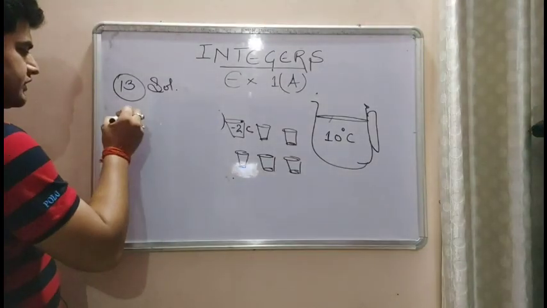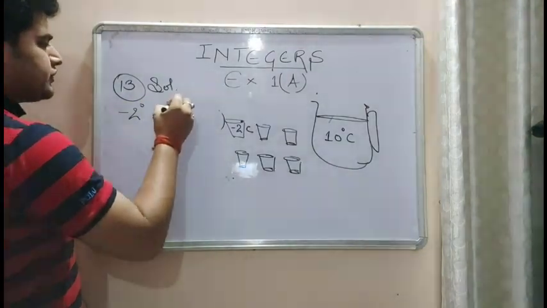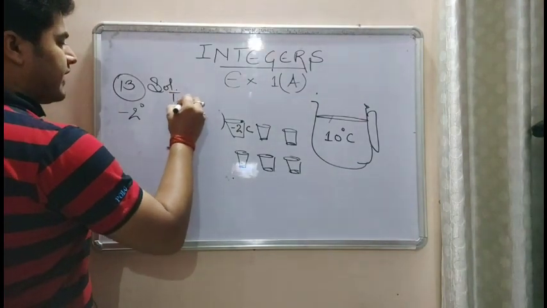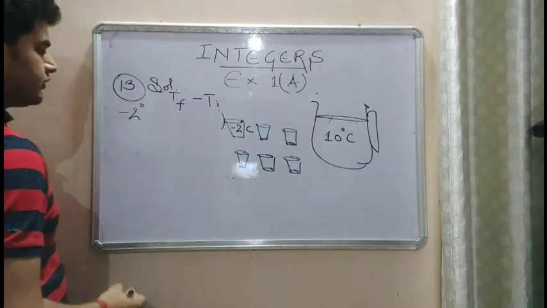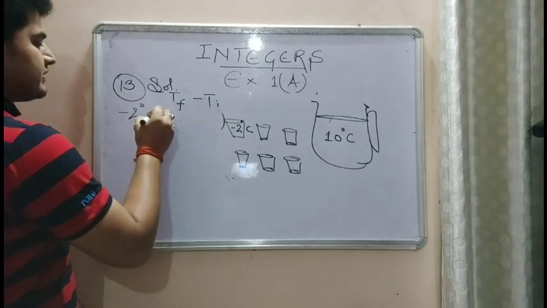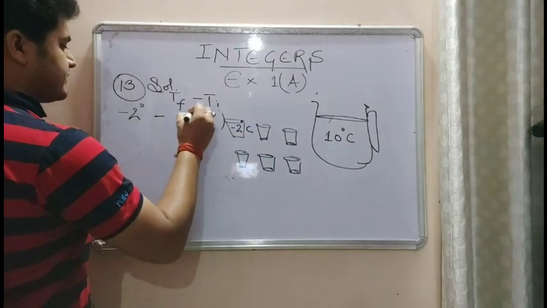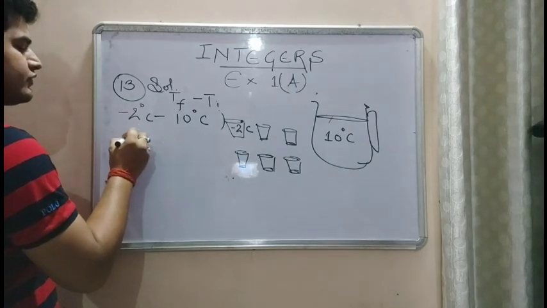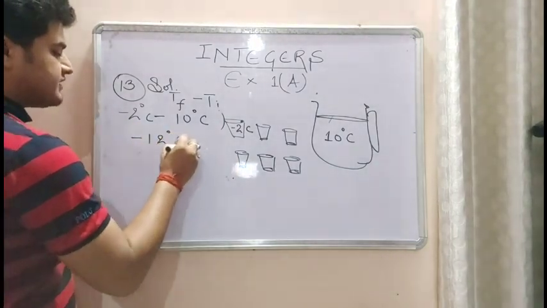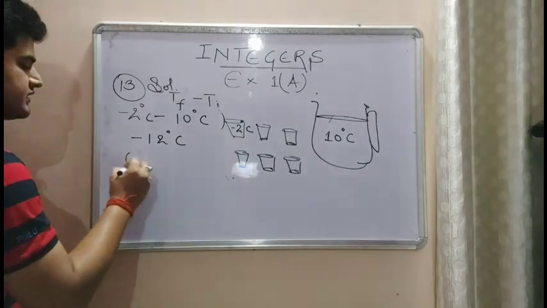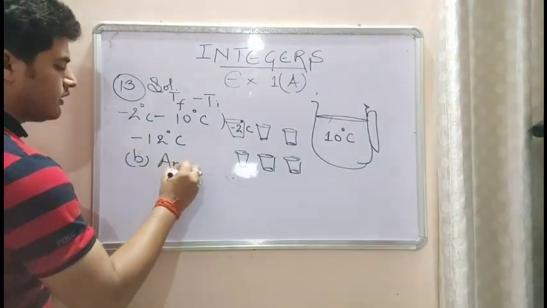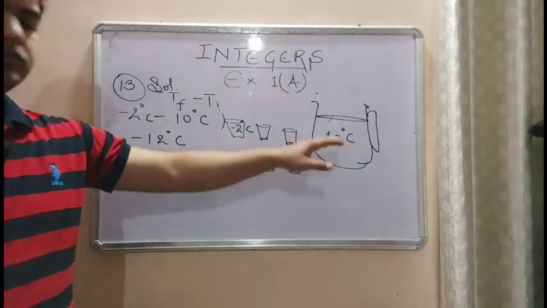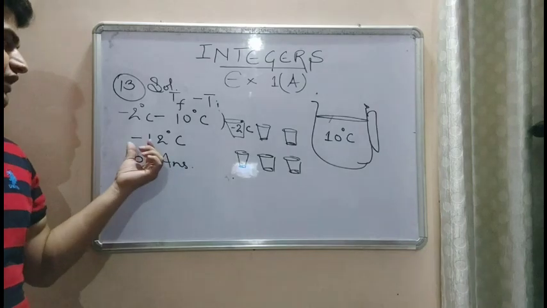So the final temperature is minus 2 degrees Celsius. In order to find out the change in the temperature, we will need to subtract the initial temperature from the final temperature. So minus 2 degrees Celsius minus, earlier it was, minus 10 degrees Celsius. So minus 2 degrees Celsius and minus 10 degrees Celsius, both are negative, so both will be added. So minus 12 degrees Celsius. There is a change of minus 12 degrees Celsius. So option B will be the correct one, as the temperature has fallen below, so the answer will have a negative sign.